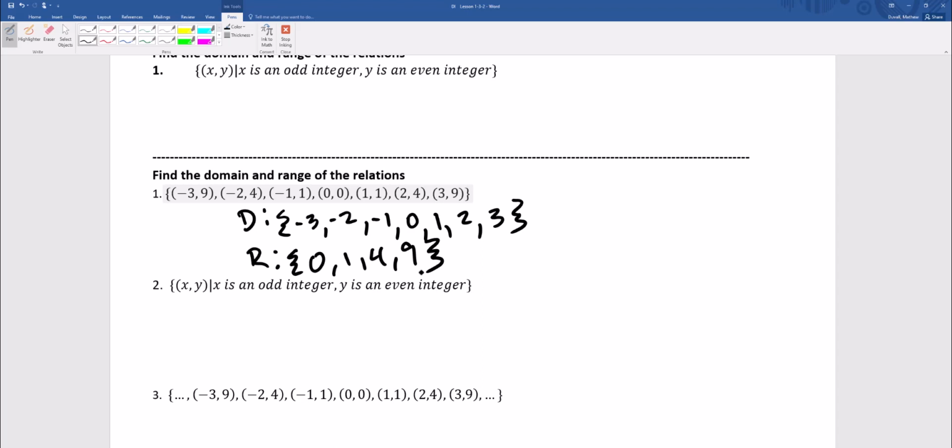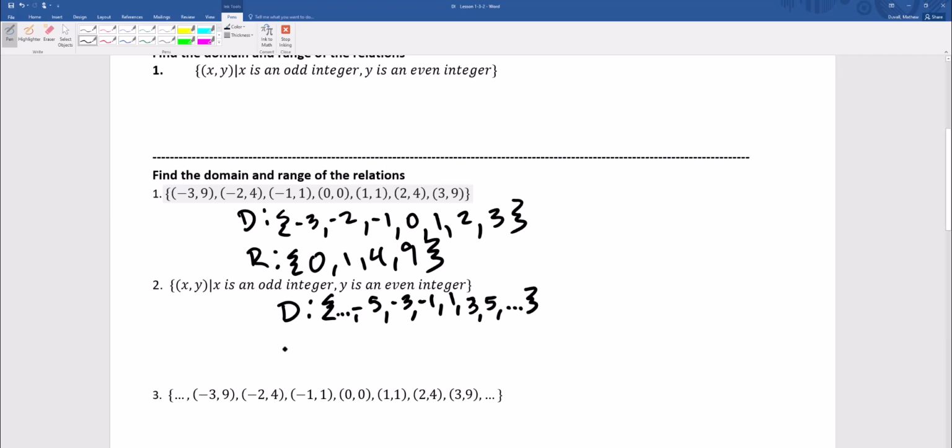Now, next one, it says x is an odd integer and y is an even integer. There's a few ways to go about this. If you wanted to list it as roster method, just create a pattern. So if x is an odd integer, I can do ..., -5, -3, -1, 1, 3, 5, ... So I created a pattern, and those are all the odd integers.